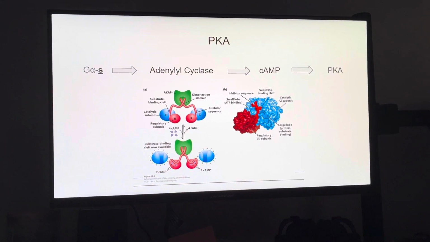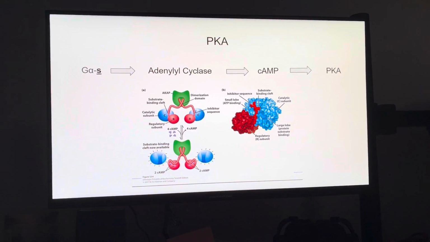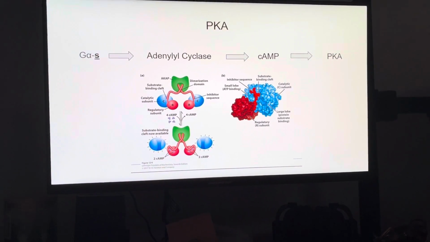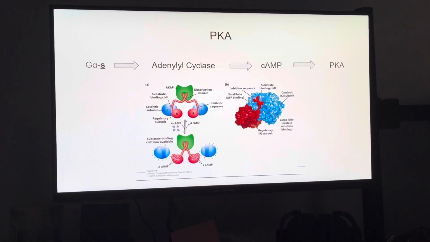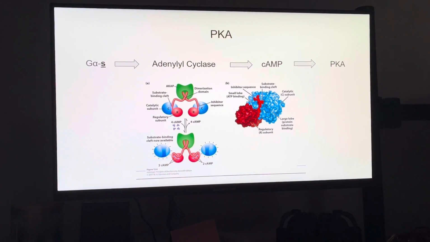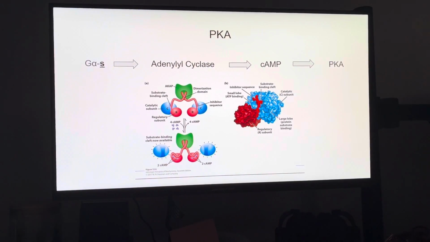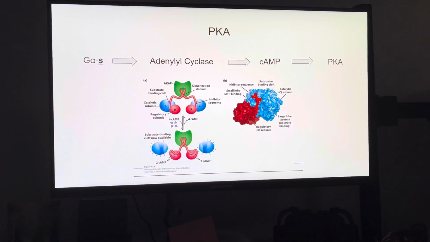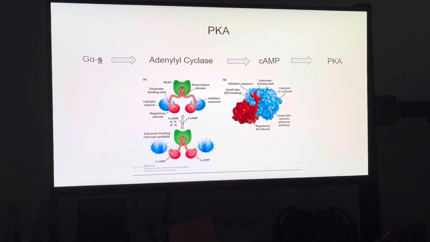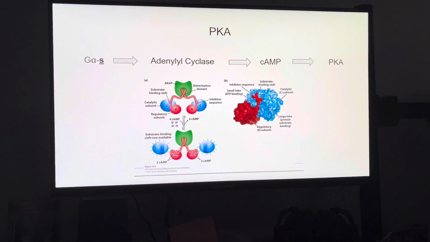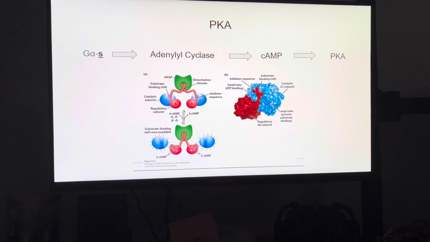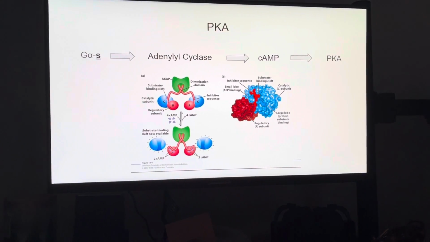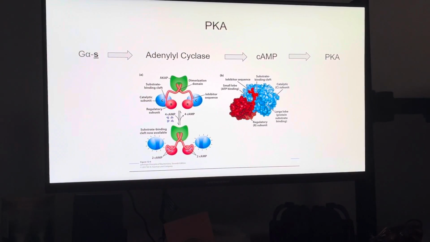Next, cyclic AMP then goes to the regulatory units of PKA, and it'll bind to the regulatory units, about 4 cyclic AMPs for all the regulatory units, and then that will free up the catalytic subunits of PKA, which are kinases, which means that they are actually going out and phosphorylating target proteins.